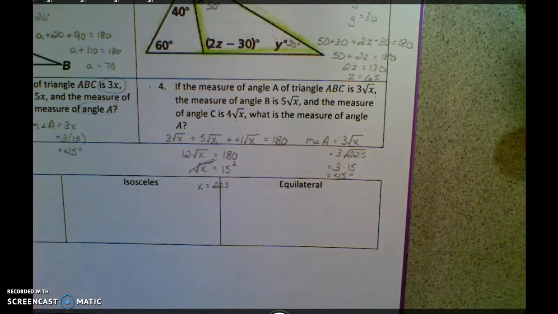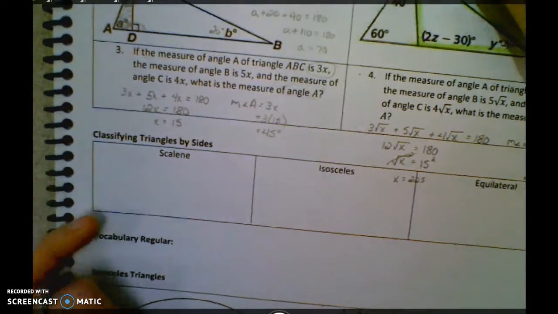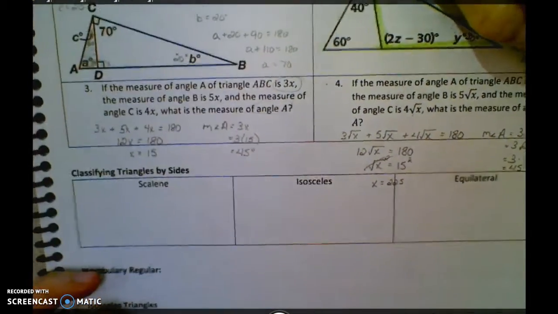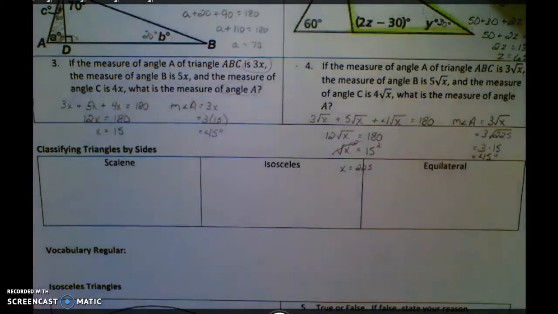The other thing we need to talk about for today is classifying. We need to talk about the types of triangles that we can encounter. Let me make this not good. There we go. So we have scalene, isosceles, and equilateral triangles. This is based off their sides.